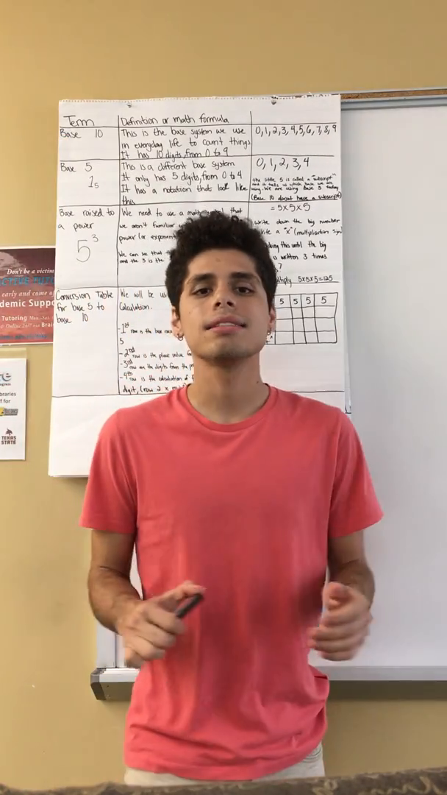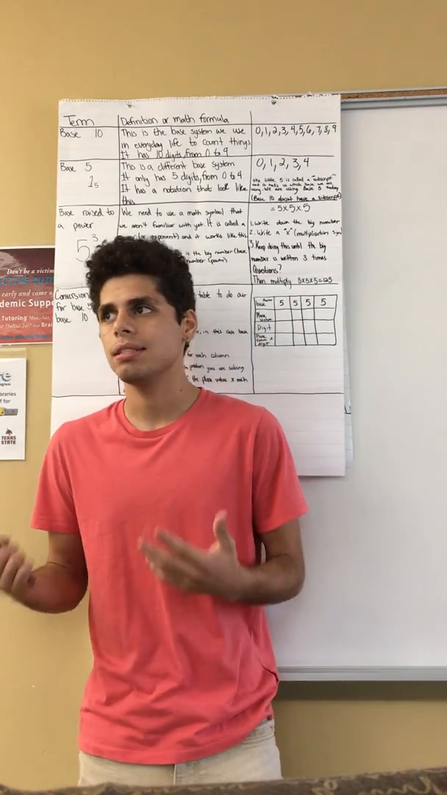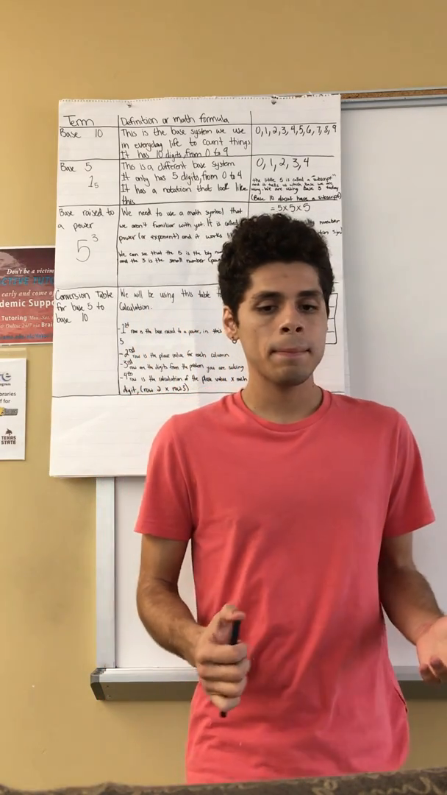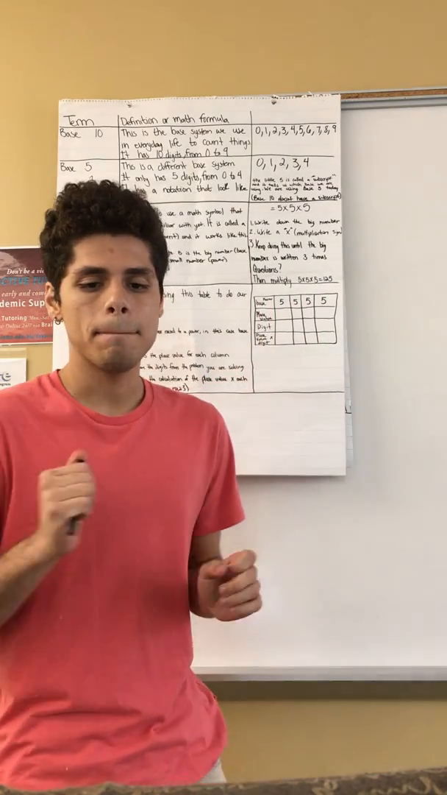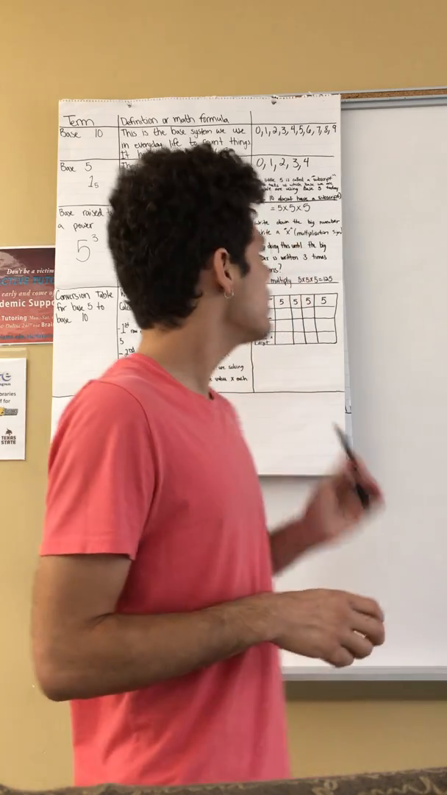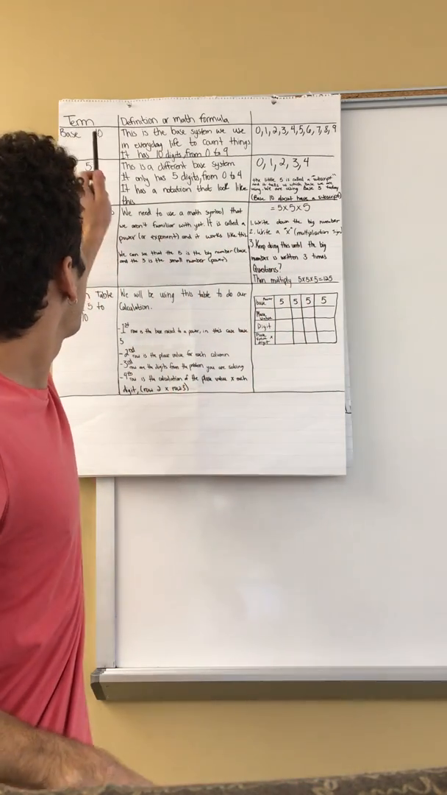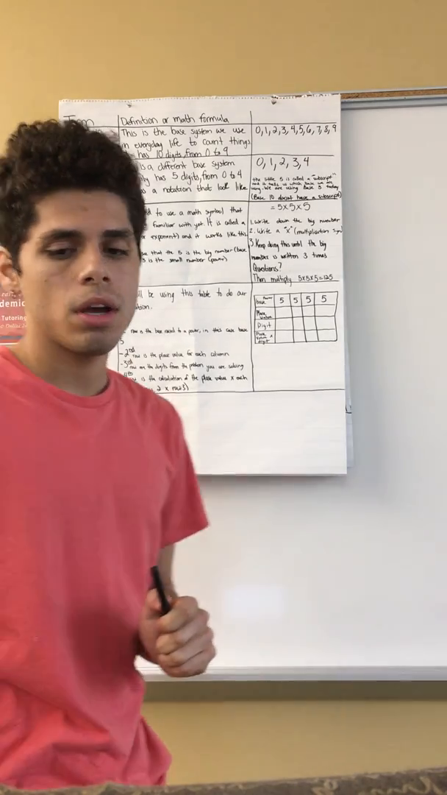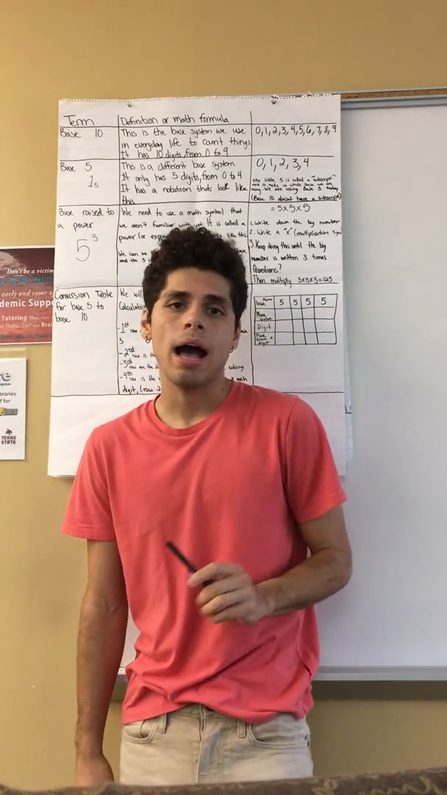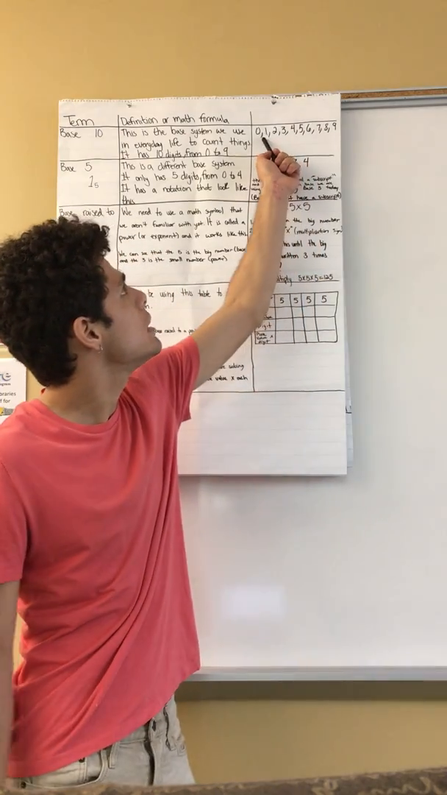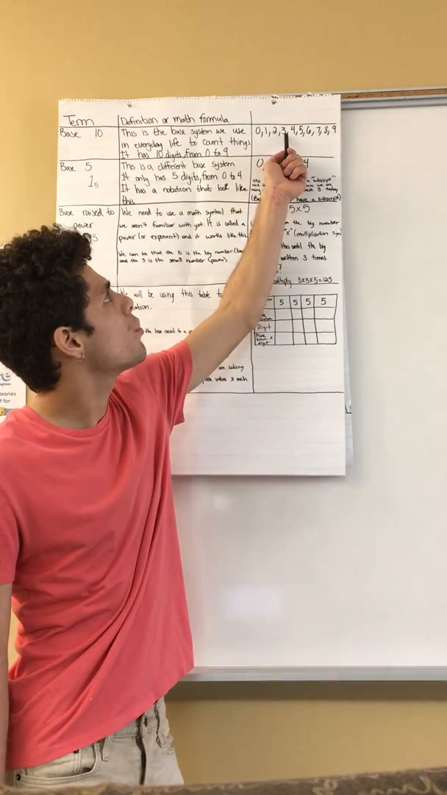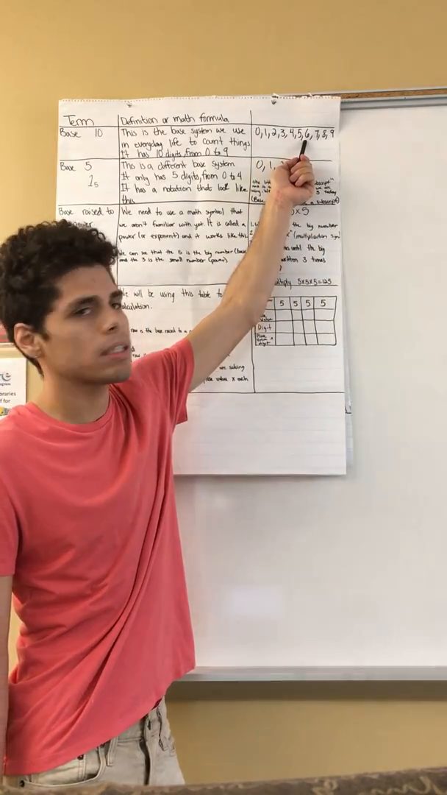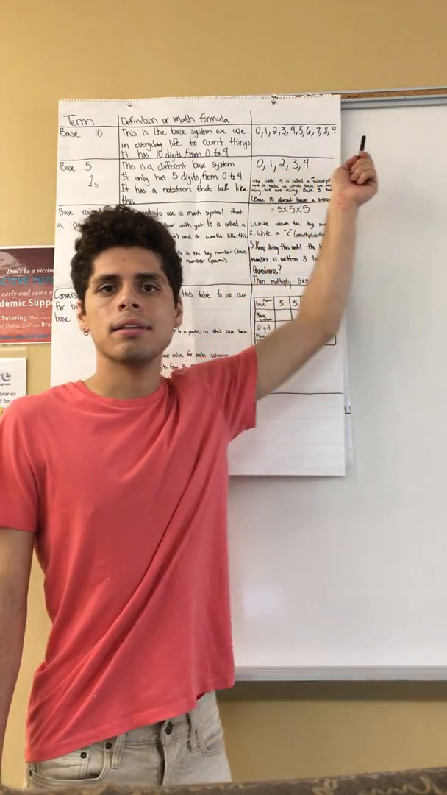All right, today's lesson is called Converting Base 5 to Base 10. Okay? The first term is base 10. This is the number system we use in everyday life to count. It has 10 digits from 0 to 9. I have them written right here: 0, 1, 2, 3, 4, 5, 6, 7, 8, and 9.